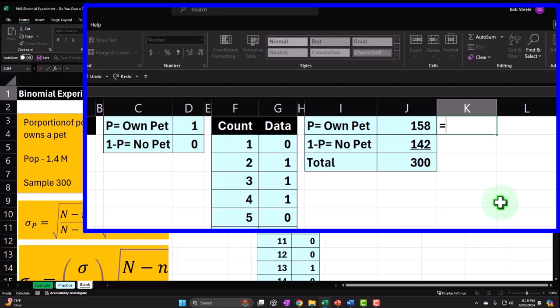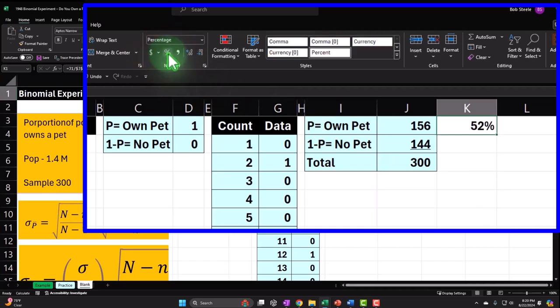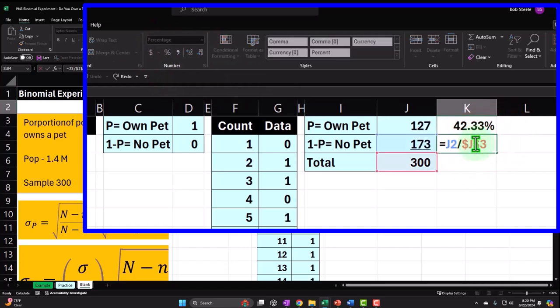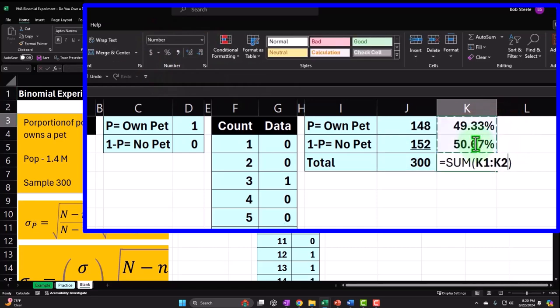Calm blue ocean. Let's take the percent, which is going to be this 158 divided by 300. F4 on the keyboard so I can copy it down, enter. Let's percentify it. Number group, percentify, adding some decimals. And then we'll copy it down. So there's the two, and then we'll sum it up. Alt equals, sum it up.